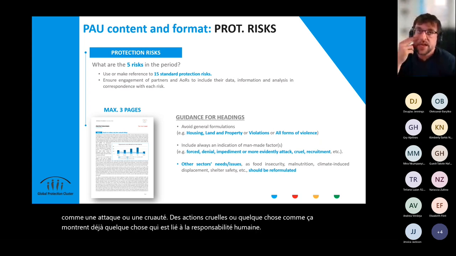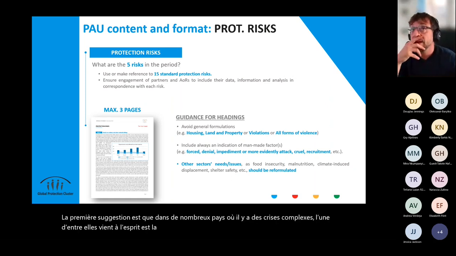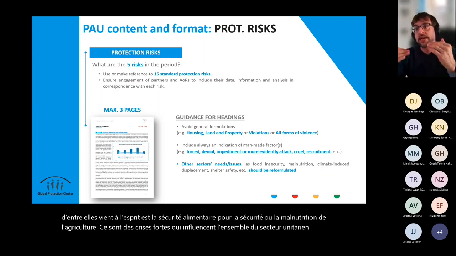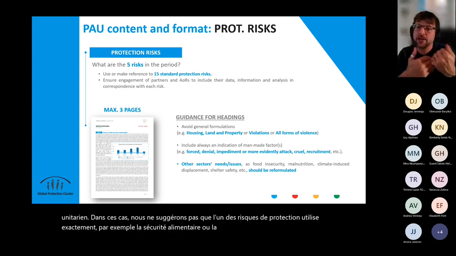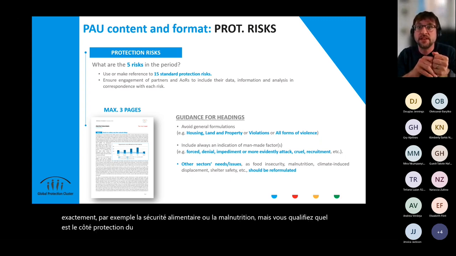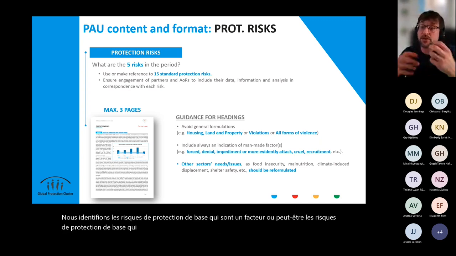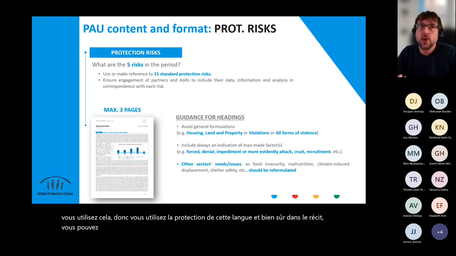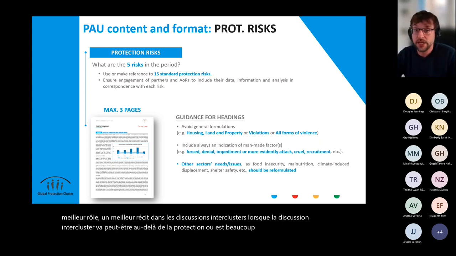The first suggestion is, in many countries where there are complex crises, one specific one that comes to mind is food security. Food security or malnutrition or famine, those are strong crises that actually influence the overall humanitarian sector. In those cases, we don't suggest that you use, as one of the protection risks, exactly, for instance, food security or malnutrition. But you qualify what is the protection side of the problem of malnutrition. So it might be that we identify core protection risks that are a driver, or maybe core protection risks that are actually being exacerbated because of malnutrition. So you use the protection risk language. And of course, in the narrative, you can link it with the situation in the country. This is also a way to help you in having a better role, a better narrative in intercluster discussions, when the intercluster discussion maybe goes beyond protection or is much more focused on another area of needs.